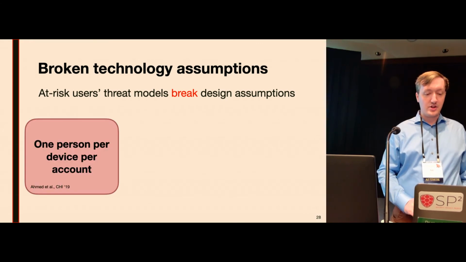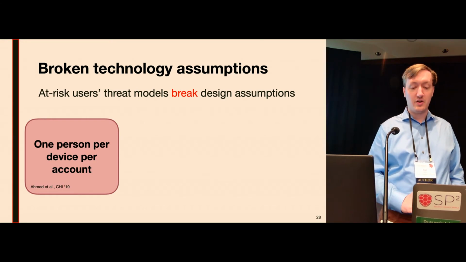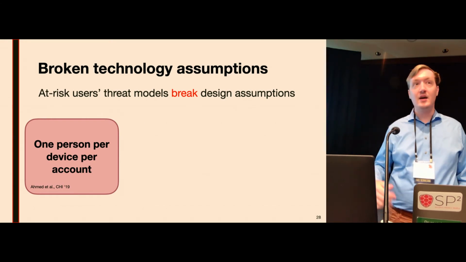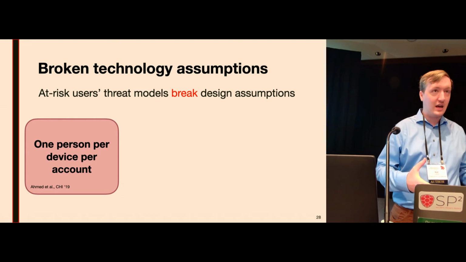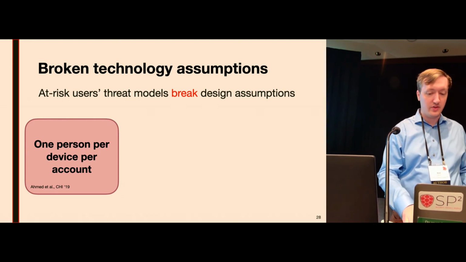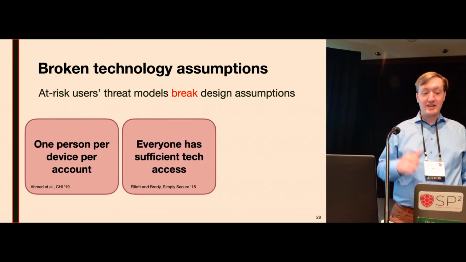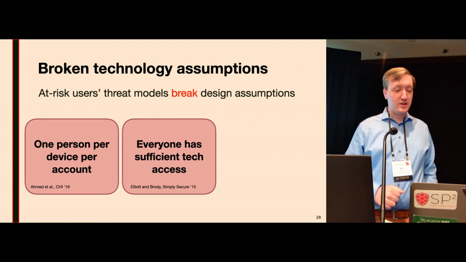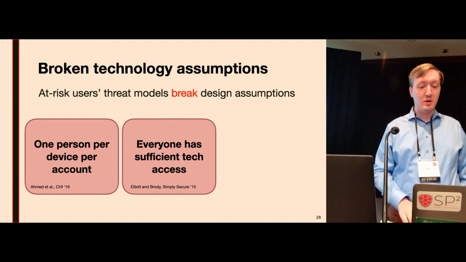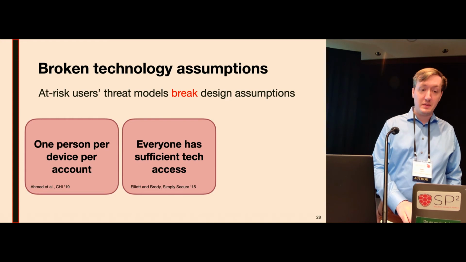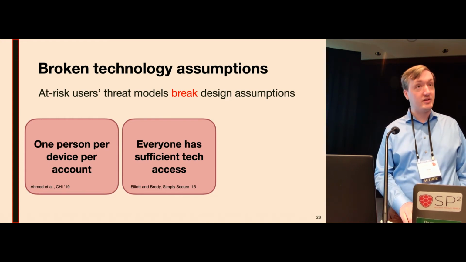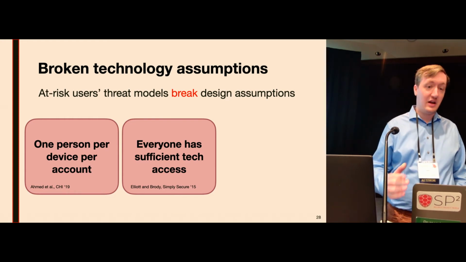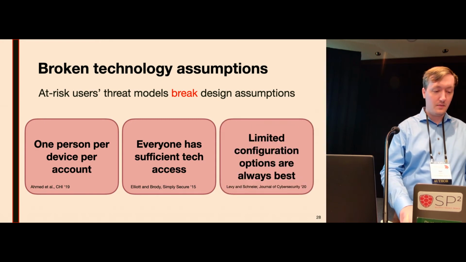Finally, we noticed that at-risk users' threat models often broke some common design assumptions. In South Asia, for example, it is very common for families to share devices and accounts due to strong social norms, violating this idea that one device has one set of accounts on it, which corresponds to one person. Another example is technology access. For example, multi-factor authentication that depends on a mobile phone could be inaccessible to people experiencing homelessness who are unable to consistently pay a phone bill, so they would have to turn it off and be less secure.